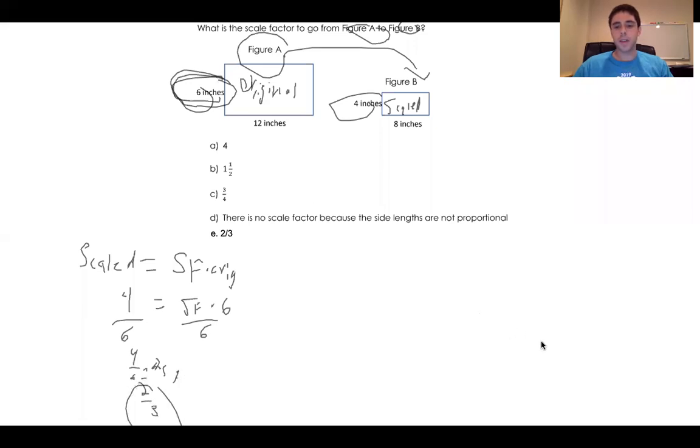So what is our answer? A, B, C, D, or E? What is our answer going to be here? What do we think? Excellent. It's going to be E, 2/3. Awesome job. Our answer is going to be E.